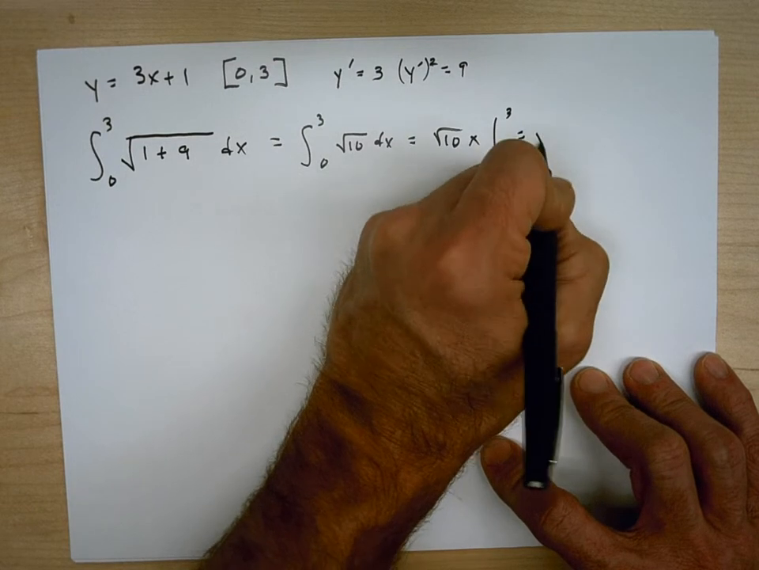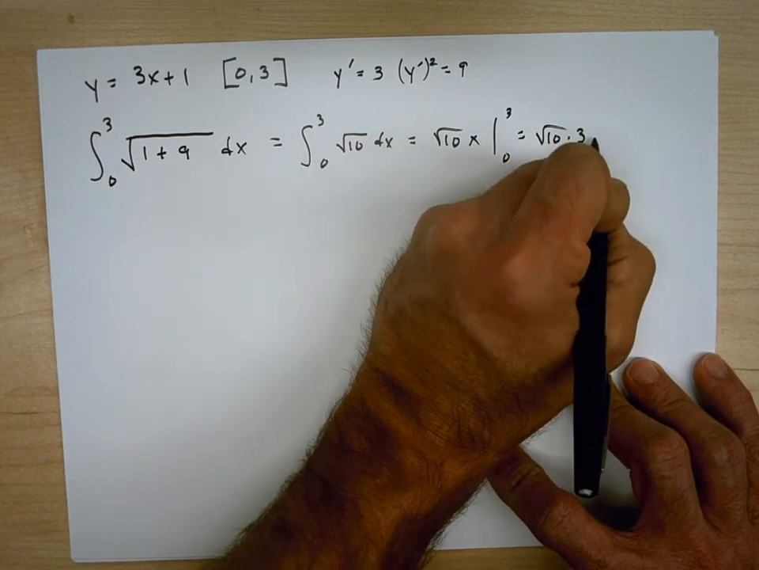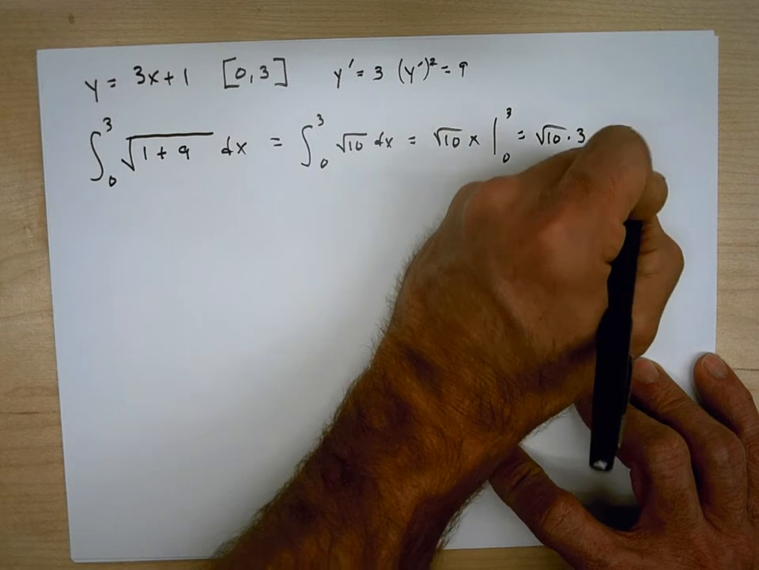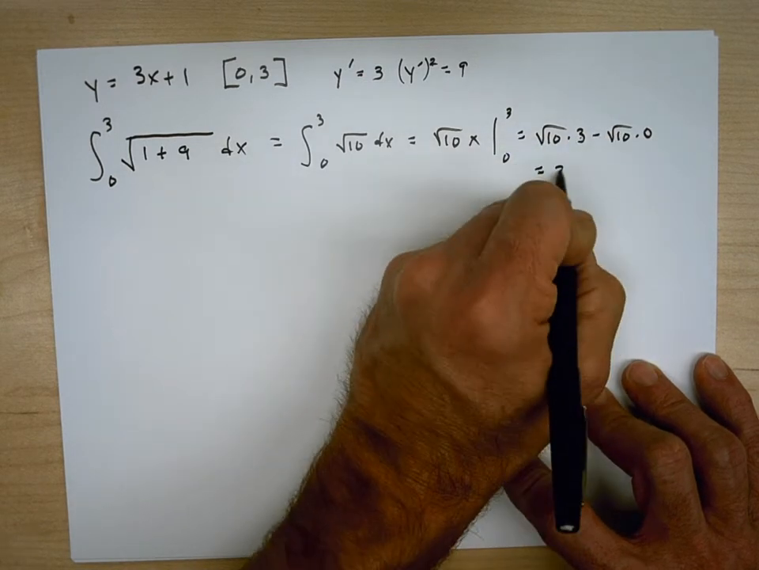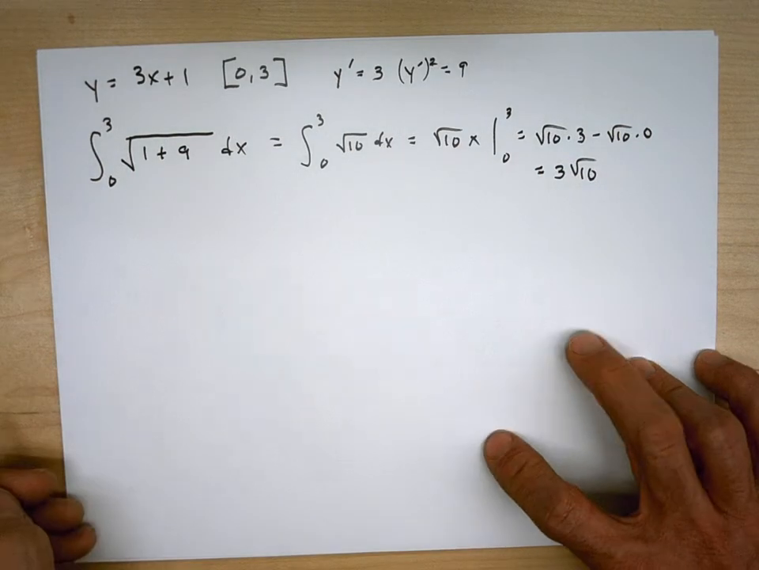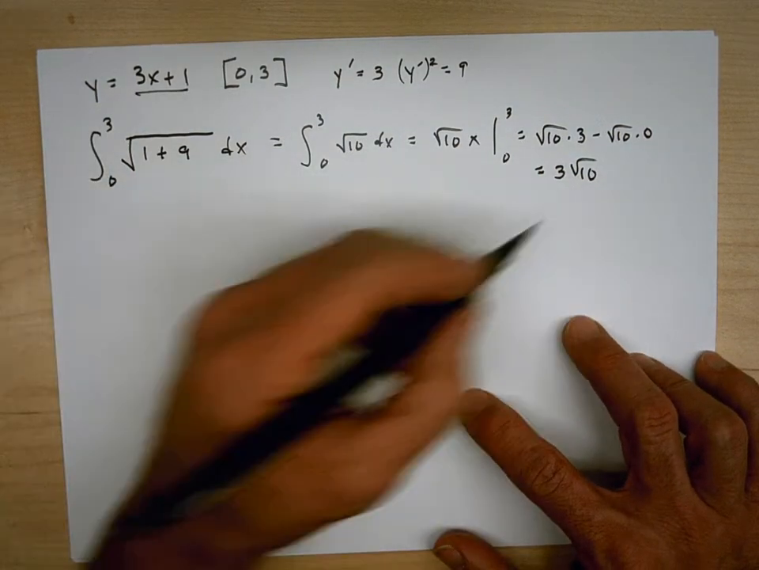That's square root of 10 times 3 minus square root of 10 times 0. We usually put the 3 out in front, so it's just going to be 3 square root of 10. In this case, that's a line, right? So let's just verify this geometrically.